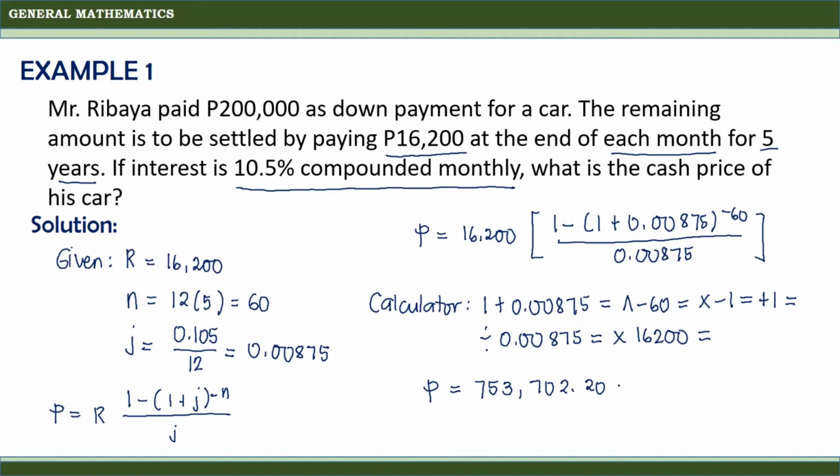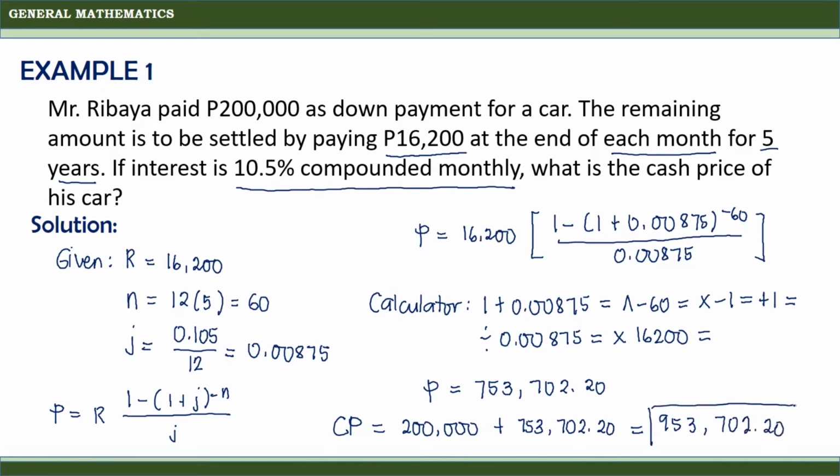However, this is not yet the cash price of the car because this is just the present value of the installment of Mr. Ribaya, which amounts to 16,200 pesos monthly. Remember that the cash price is equal to the down payment plus the present value. Therefore, the cash price is equal to 200,000 plus 753,702.20, which is equal to 953,702.20. Therefore, the cash price of the car is 953,702.20 pesos.